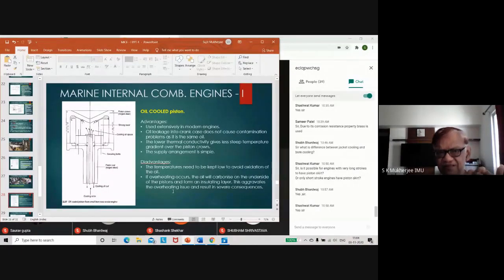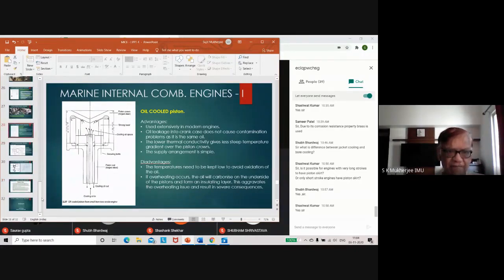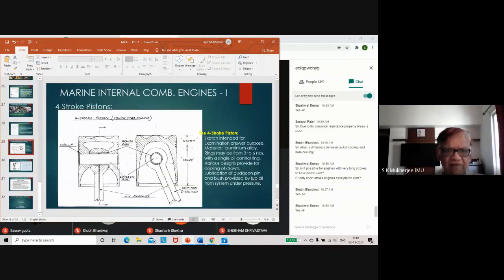So if that happens, you will have to remove the piston liner, piston altogether out, which is an enormous task. So that is your oil cooled piston. This, of course, everybody has seen. I have shown this umpteen number of times. So it should be reasonably clear, and you should be able to draw, if you are asked, to explain the piston assembly of a four-stroke engine.